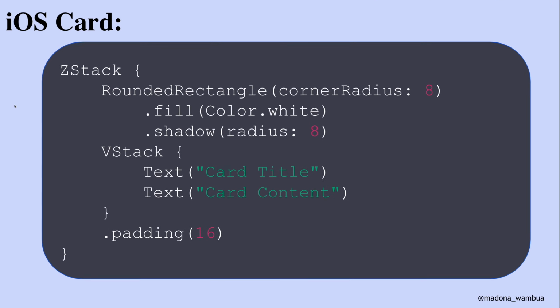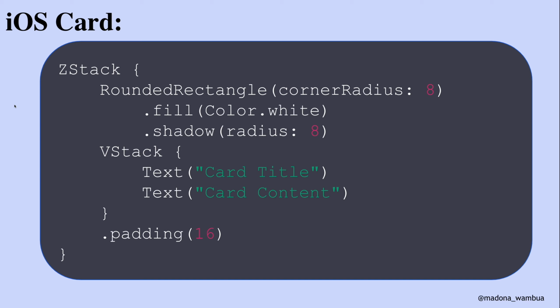Now, in iOS, this is how it would look. In this example, the card is created using a ZStack component with a rounded rectangle shape using a RoundedRectangle component. The fill modifier is used to set the background color of the card to white, while the shadow modifier adds a drop shadow to the card. The card component is defined within a VStack component, which is then centered within the card using the padding modifier. As you can see there, we have a padding modifier.